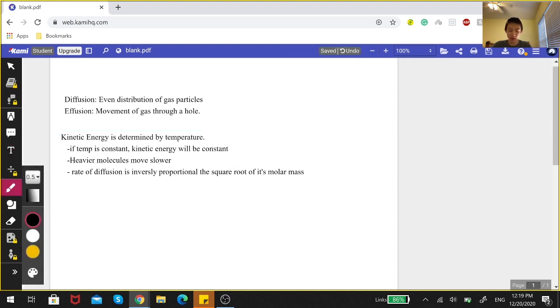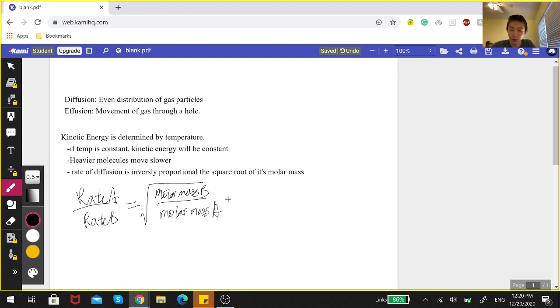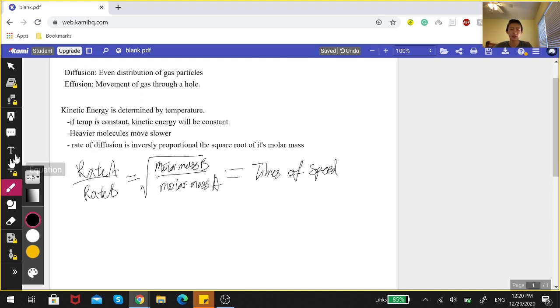It basically states that rate of A divided by rate of B is equal to the square root of molar mass of B divided by molar mass of A. And that will equal how many times faster, the times of speed. So how many times faster a substance is compared to the other. Now let's do some example problems.